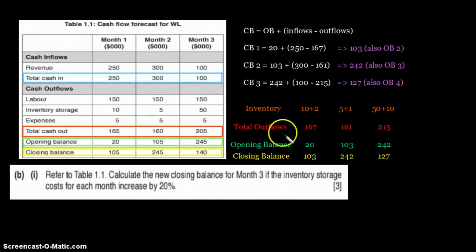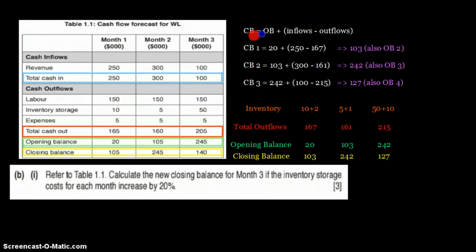Now in the question they have given you this data over here. They have said it's a cash flow forecast for a certain company, that revenue is the only source of cash inflow, so total cash in is just revenue. Then they have cash outflows over here. There's labor, there's inventory storage, there's expenses, and there's total cash out over here. They haven't written net cash flow. We don't need to know that, we can calculate that easily with the formula that we had.